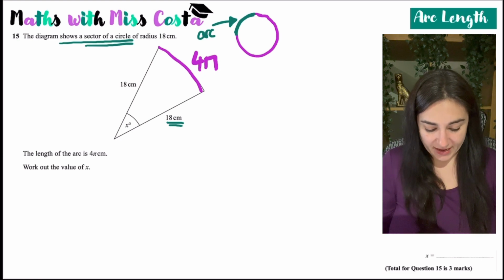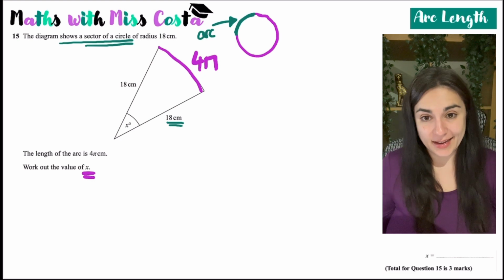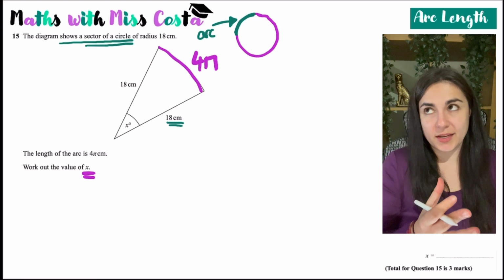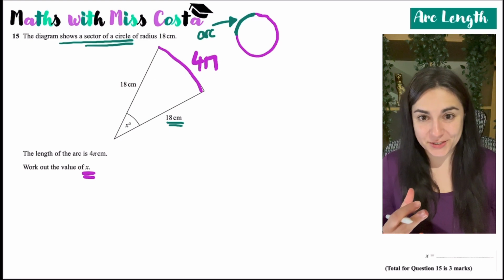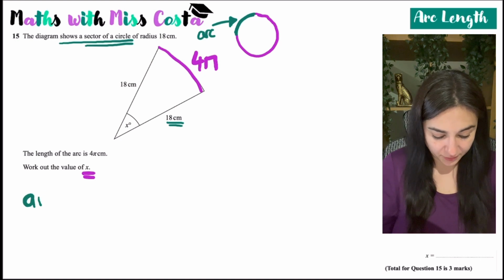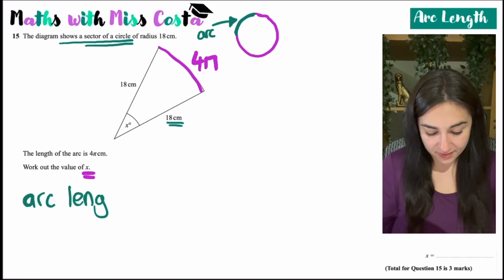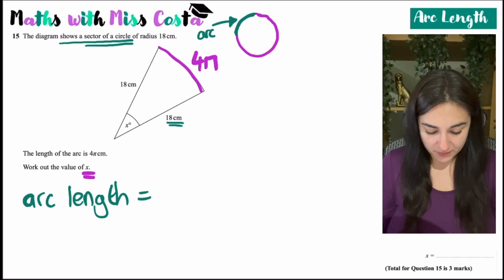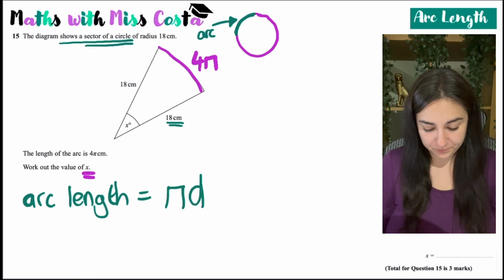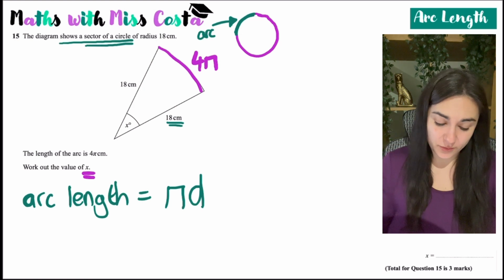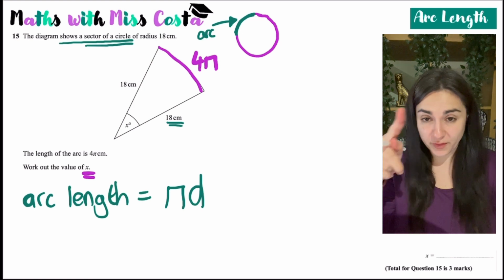I need to work out the value of x, which is the angle of the sector. Now, in order to do this question, you need to know a formula for how to work out the arc length. So the formula for the arc length is, well, how do you work out the circumference of a normal circle? You know that the circumference of a circle is pi times diameter, and an arc is just a fraction or a part of the whole circumference.